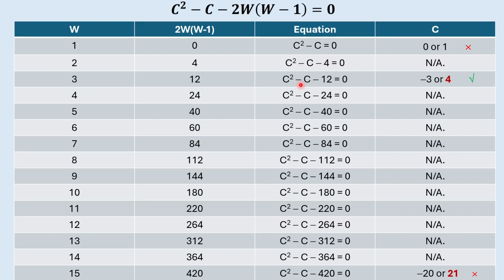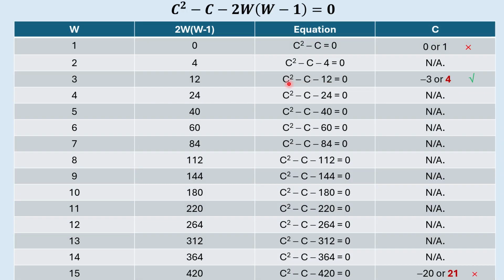And the third one, C squared minus C minus 12 is equal to 0. Actually, we can factorize the left side expression into C minus 4 in the brackets times C plus 3 in the brackets is equal to 0. So that means C is equal to either minus 3 or 4. And because C is the total number of cats, it can only take the positive value. So here 4 is a good answer.